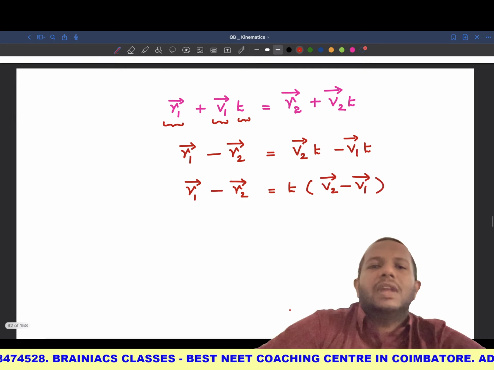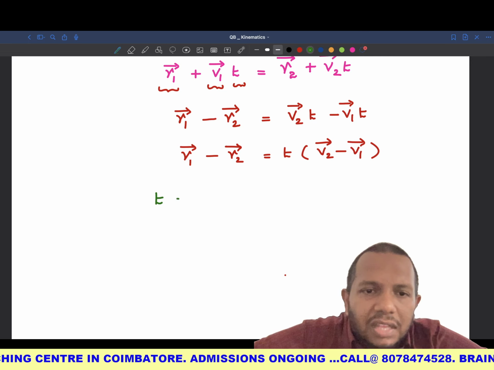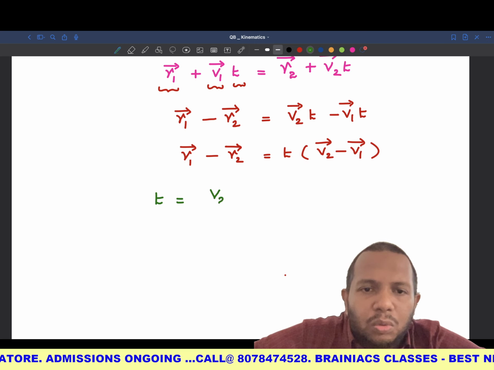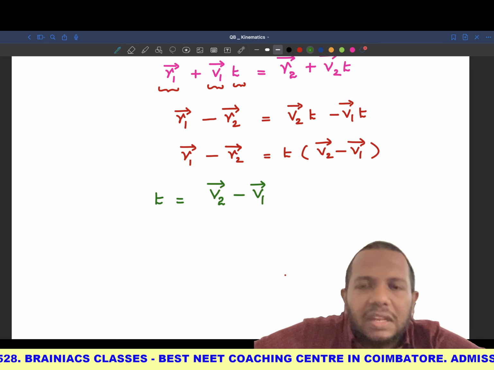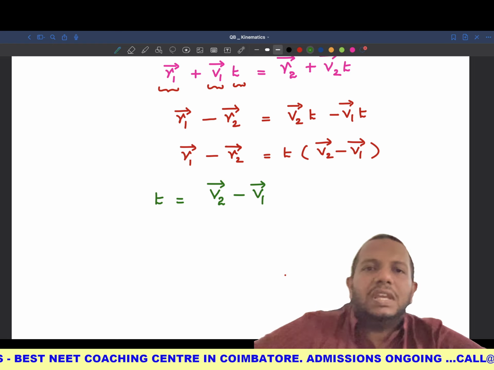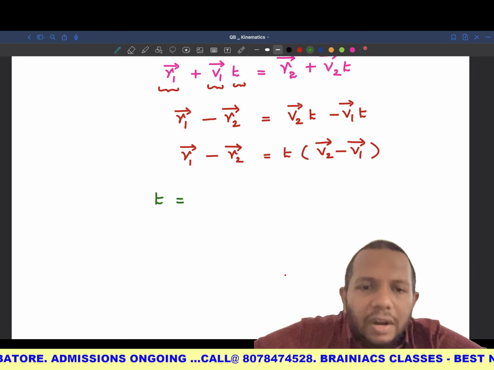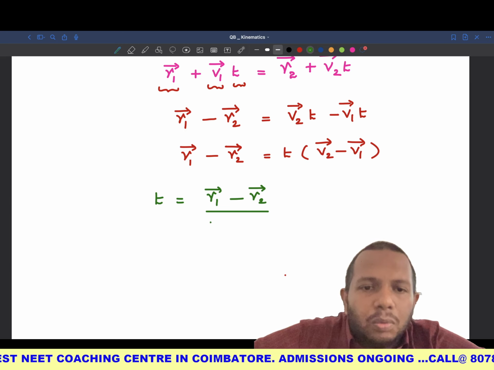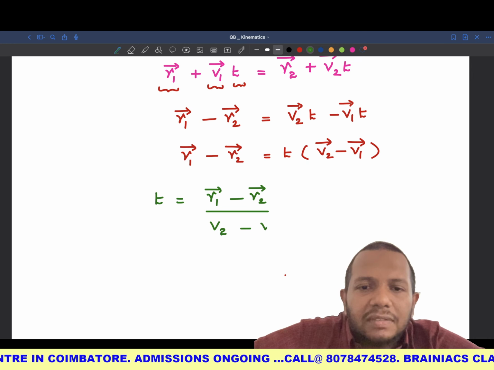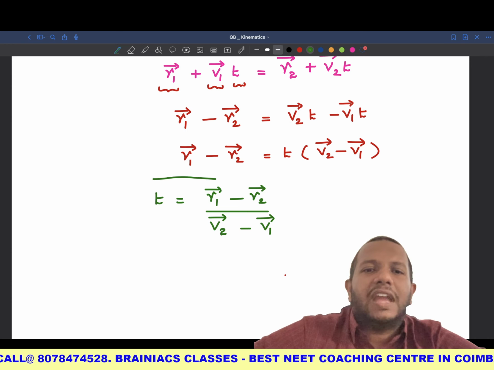Okay, I hope this is clear. Now from this we can write an equation for t. What would be the equation for t here, sir? T would be equal to v2 minus v1, and please remember these are vectors, so we should write that. So this should come in the denominator, so t should be r1 minus r2 divided by v2 minus v1. Okay, so this is the equation for t I am getting.